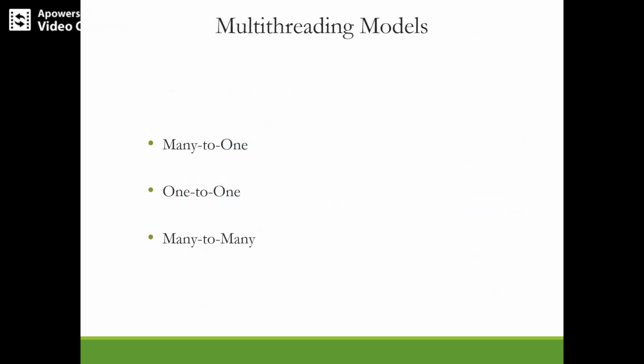So let's see about multi-threading models. The operating system uses user level threads and kernel level threads. User level threads are managed without kernel support, and kernel level threads are managed by the operating system. So there are different methods of mapping which are used by the operating system, and Solaris is a good example of both the approaches. Multi-threading models are of three types: many to many, many to one, and one to one models.